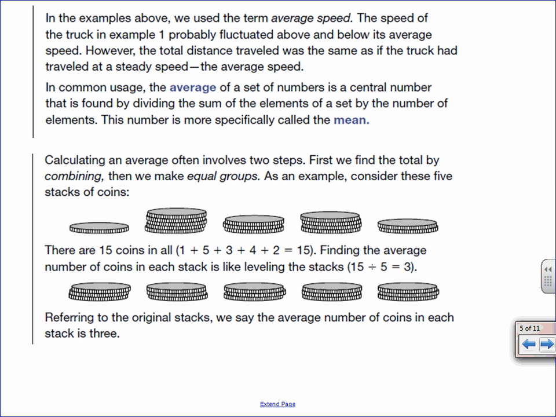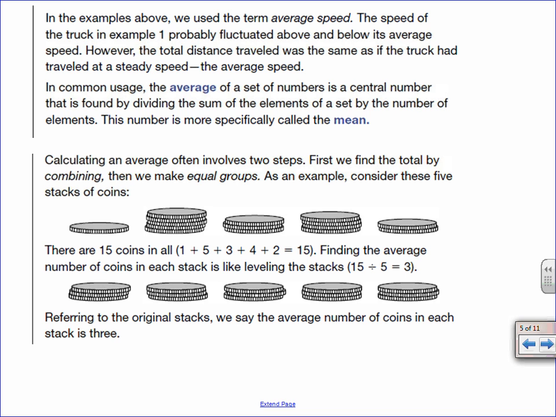So in examples 1 through 3, we use the term average speed. The speed of the truck in example 1 probably fluctuated above and below its average speed. However, the total distance traveled was the same as if the truck had traveled at a steady speed. So if you think about driving, you're not always going to be going 55 down the highway. Sometimes you might be going 40, sometimes you might be going 70. But averaging out the distance and the time is how we calculate that.